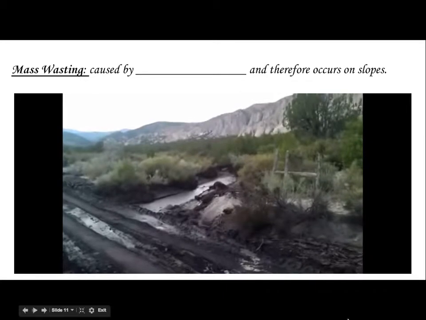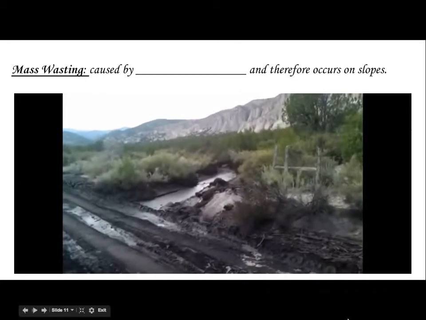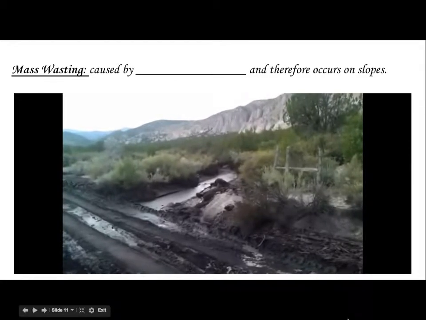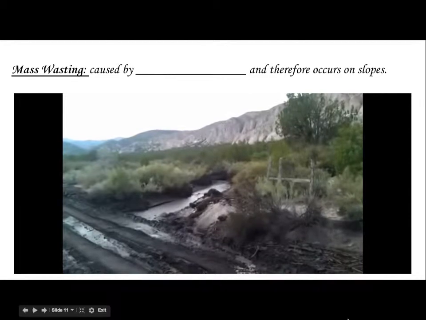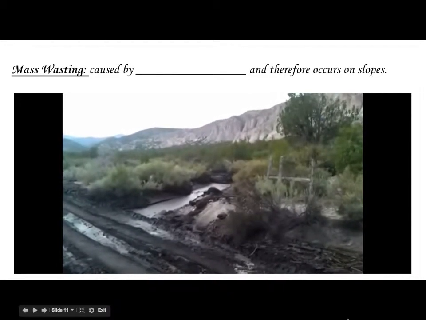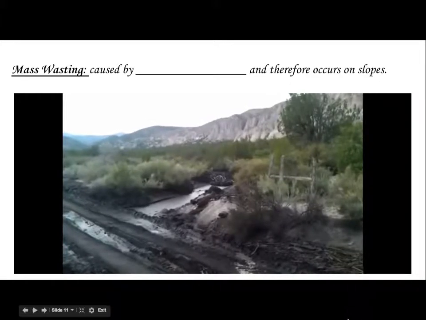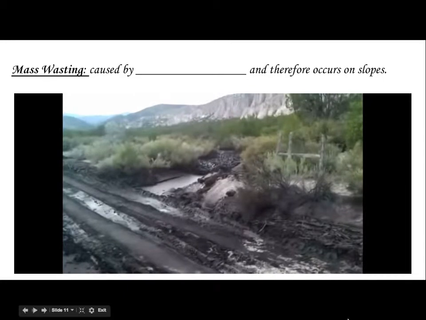And that's why it occurs on slopes, because you just told me that if something has a steeper slope, then what's going to happen? The faster things are going to go down the slope, which means in this term we've been talking about erosion. So mass wasting is going to be caused by gravity. And we're going to look at three different types of mass wasting.